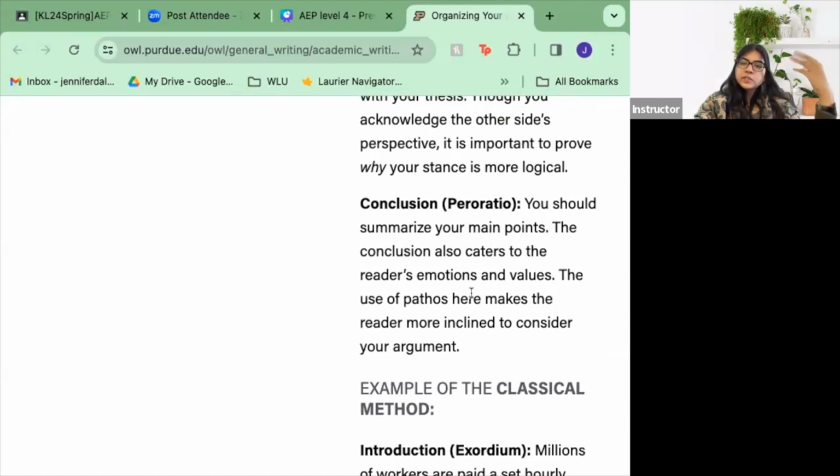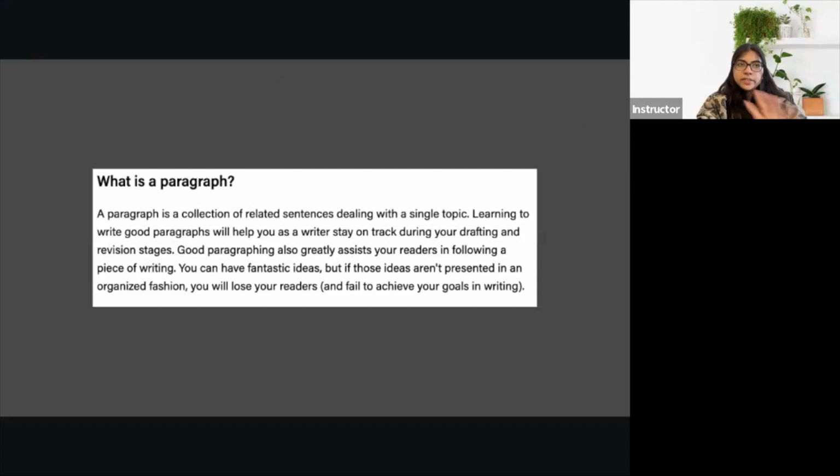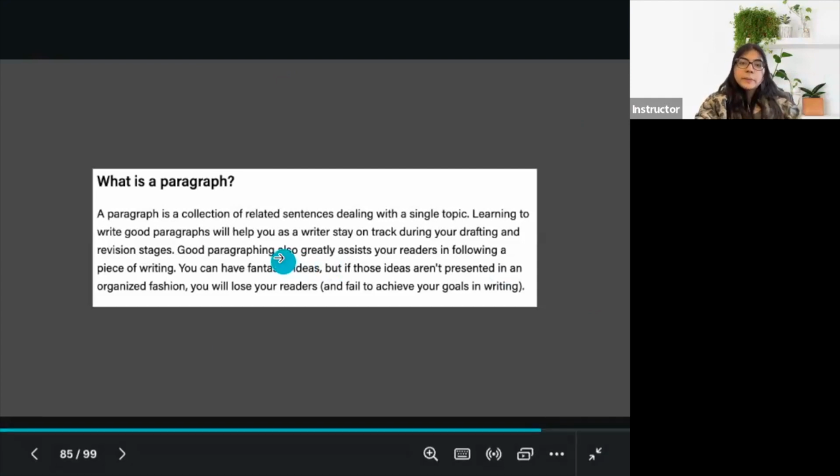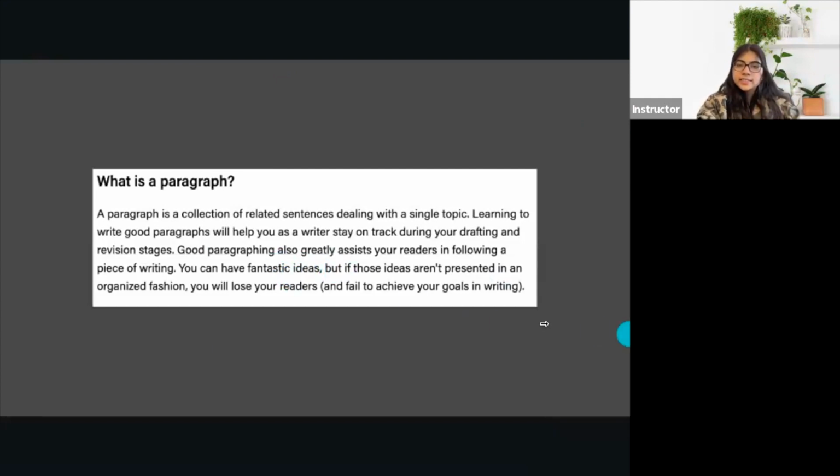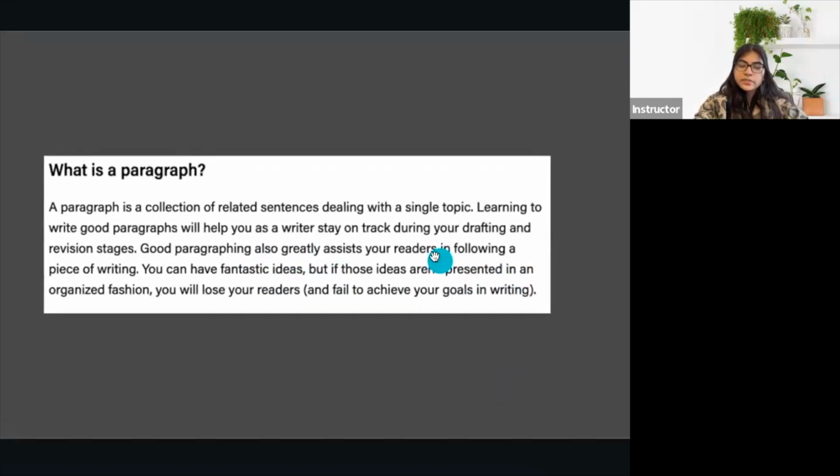And then you summarize your main point. So this is going to be your concluding sentence, to kind of gloss over the paragraph again. Good paragraphing greatly assists your readers in following a piece of writing. So you'll know your paragraph is good if someone else can read it and they know exactly where you're going, if they can just follow it with ease. If you have a bunch of ideas and they're not presented in an organized fashion, you will lose your readers.